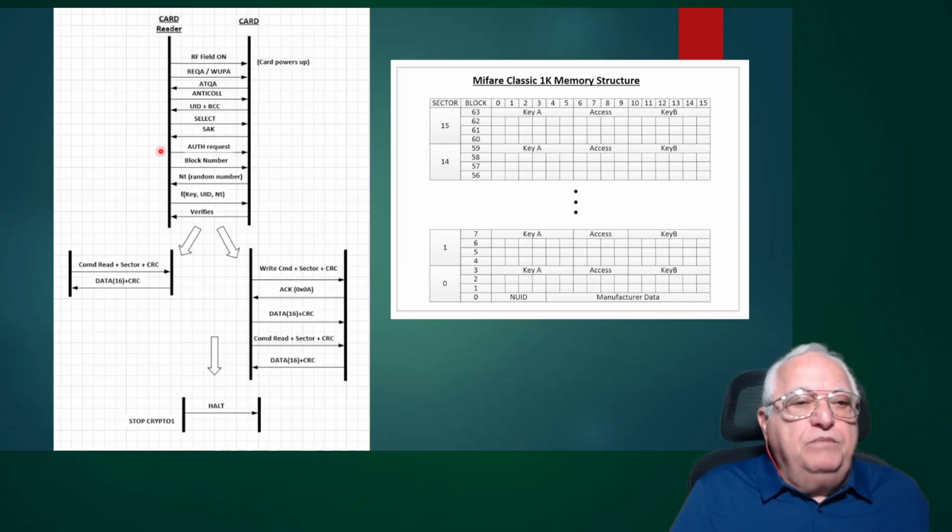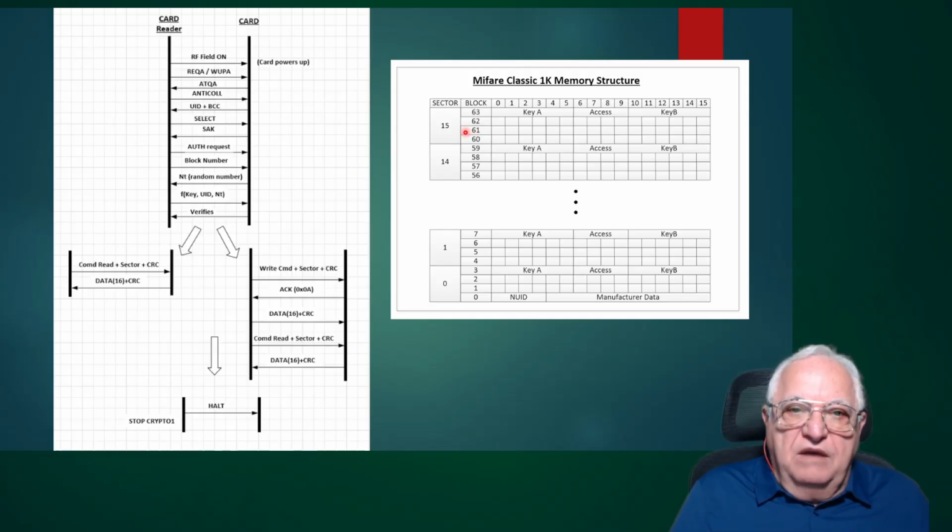At this point, the next thing we have to do is send a message for an authentication request for the block you want to be authenticated for. Up to here it was for the card as a whole, but now we get to the authentication, where you say, hey, I want to do something with a particular block that I'm interested in. I want to read it, I want to write it.